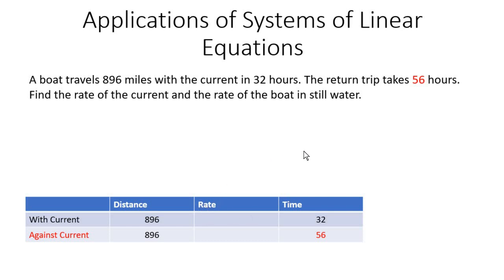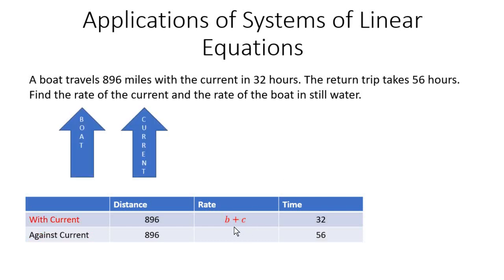When the boat is going with the current, we take the boat speed B and add it to the current speed C. They're added together because the current is pushing the boat along. When going against the current, the boat speed and the current speed should be subtracted, because now the current is fighting the boat. All right, so I have the whole thing figured out here.